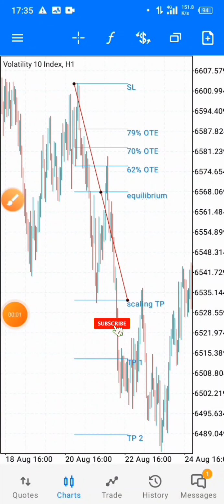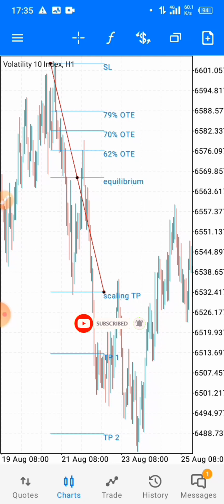Fibonacci tool is one of the best tools on the MT5 platform. So if you want to know how to set it and how to trade using it, stick around and have the patience to watch till the end.